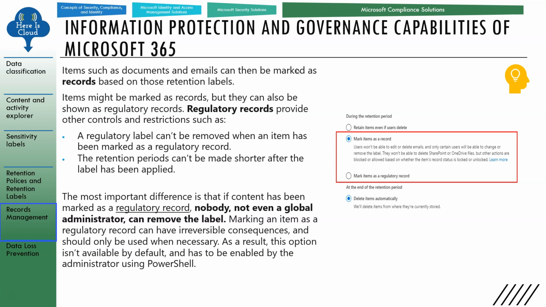The retention period cannot be made shorter after the label has been applied as a regulatory record. So these are two additional controls placed when an item is marked as a regulatory record. The most important difference is that if the content has been marked as a regulatory record, nobody, even a global admin, can remove the label. So marking an item as a regulatory record has irreversible consequences and should only be used when necessary. As a result, this option isn't available by default and has to be enabled by an admin using PowerShell. It's very powerful when you mark some item as a regulatory record.